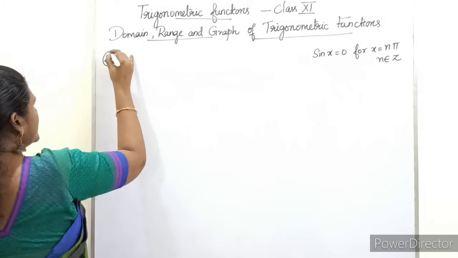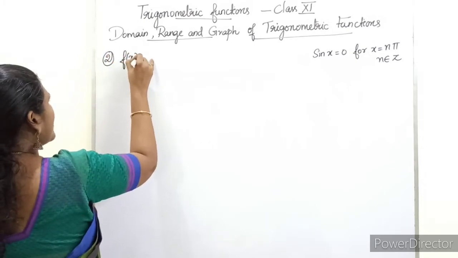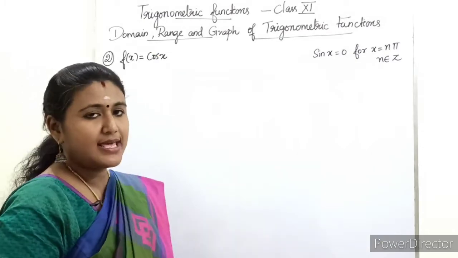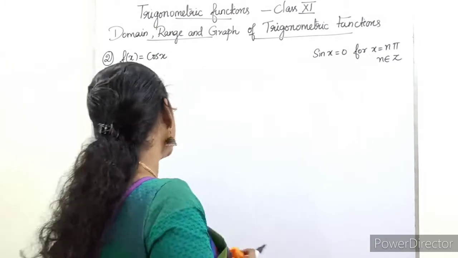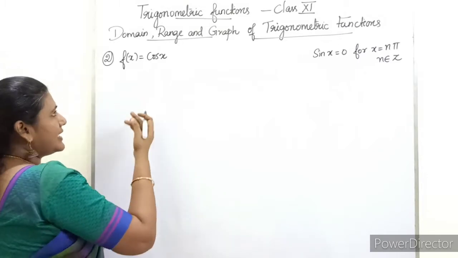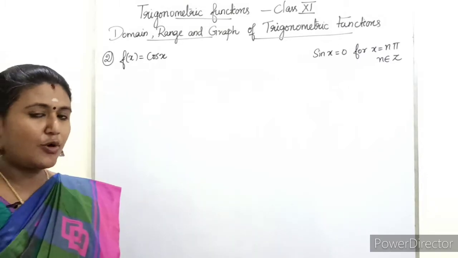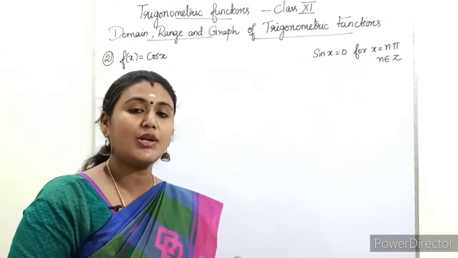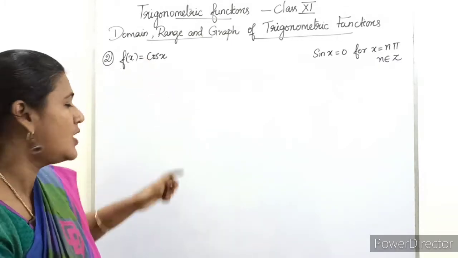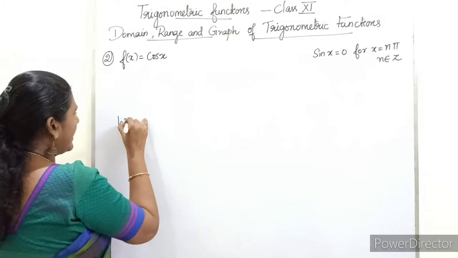Now the second function, f of x is equal to cos x. Now we are going to see the domain, range and graph of cos x. For cos x also, the same way, when you want to find the domain of cos x, you have to find all the values of x for which the function is defined. So we will just take a few angles.